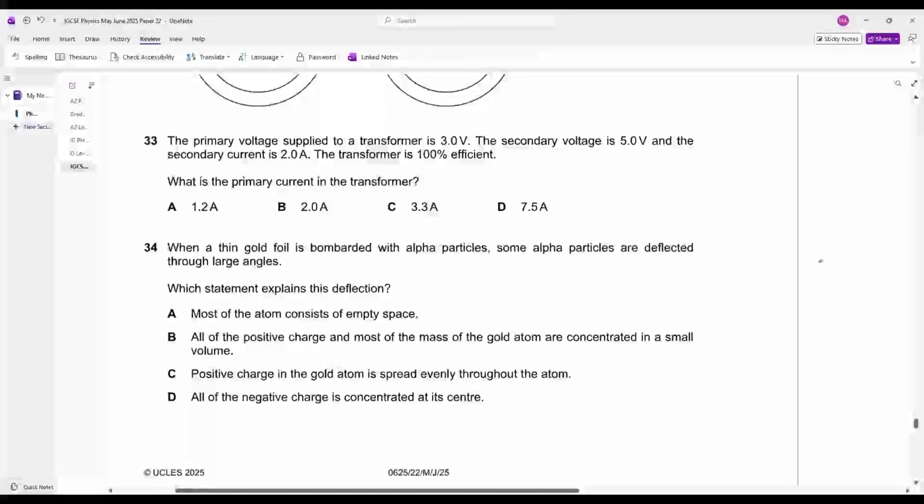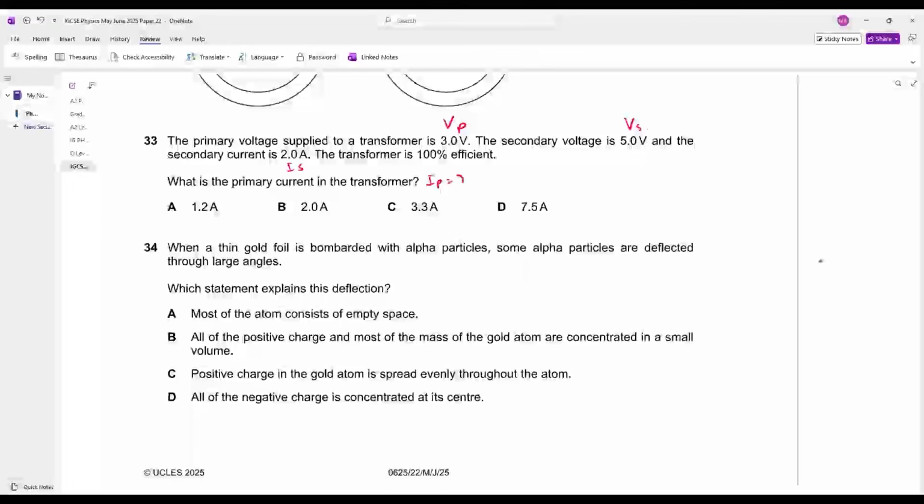Let's further move ahead. The primary voltage supplied to a transformer is this, your VP. The secondary voltage supplied to the transformer is this, Vs. The secondary current is this. You have to calculate the primary current, IP. How will you do that? You will say IP over IS is equal to Vs over VP.